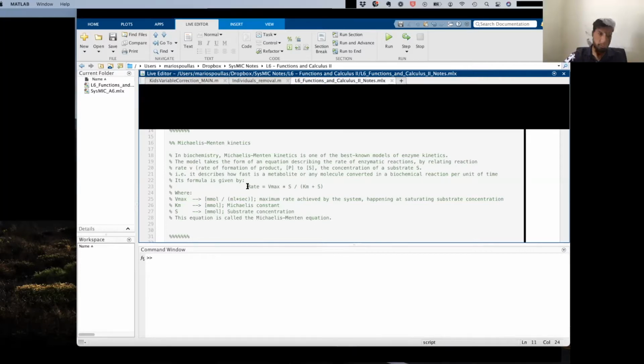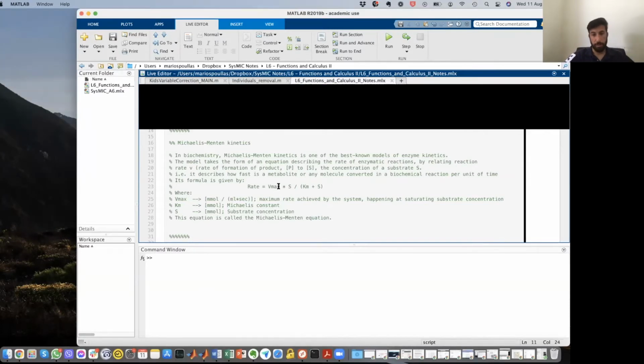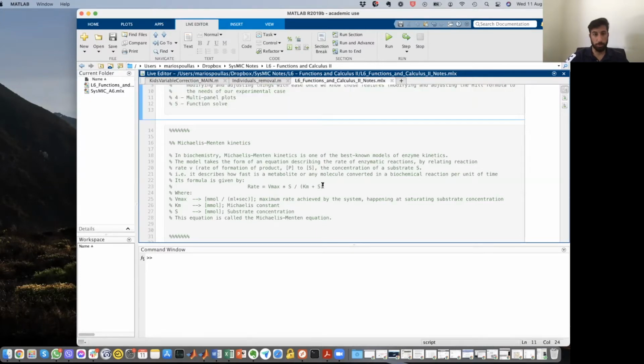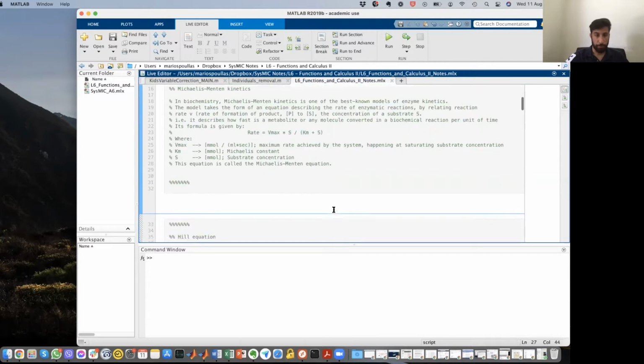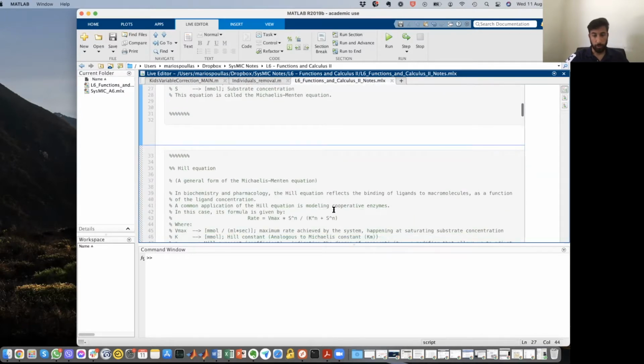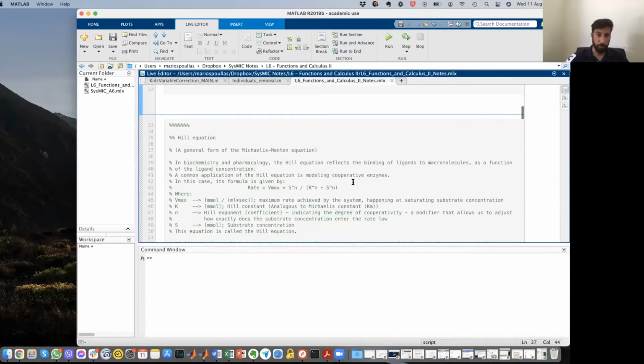The formula is given here, which is basically the rate which equals Vmax times the substrate, divided by K plus S. Vmax is the maximum rate achieved by the system. K is the Michaelis constant. S is the substrate concentration. And what you see there is called the Michaelis-Menten equation. Let me get to the Hill equation, and then we are going to relate it to the Michaelis-Menten one.